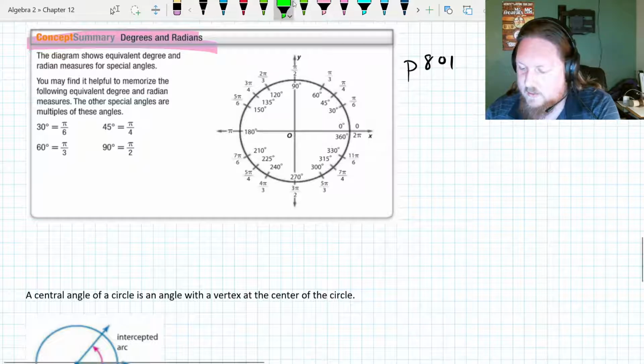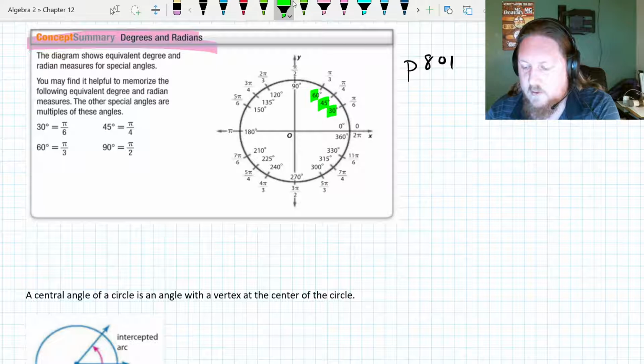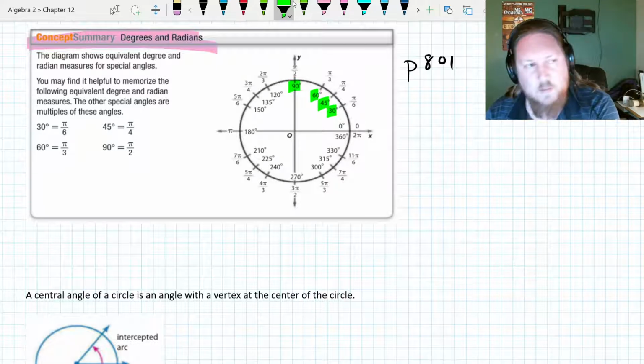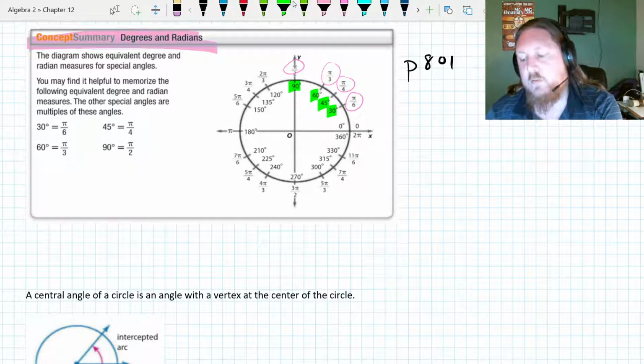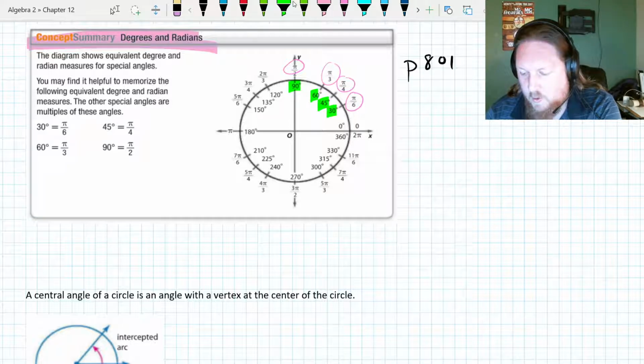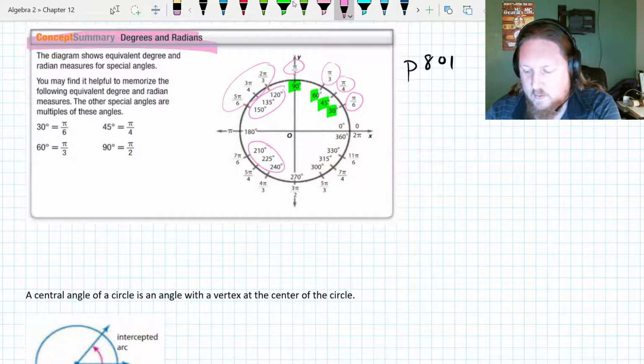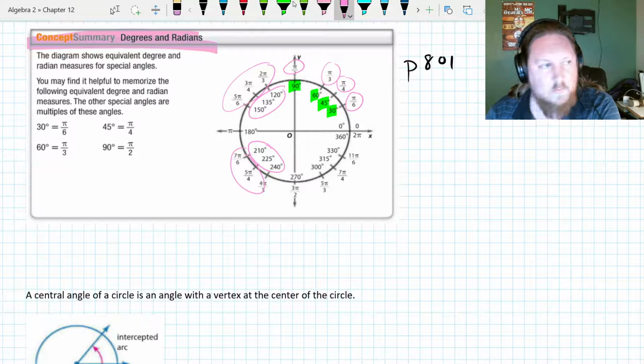So the idea here is we have these common angles 30, 45, 60, and 90. And then we talk about what radians they relate to. You can see that's pi over 6, pi over 4, pi over 3, and pi over 2. So if you know those four angles, all you have to do is manipulate them a little bit, and you can figure out what all of these other groups of angles are, right?